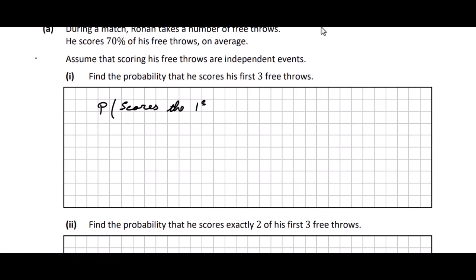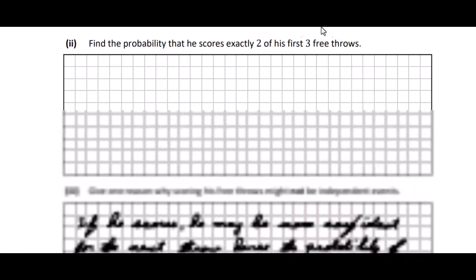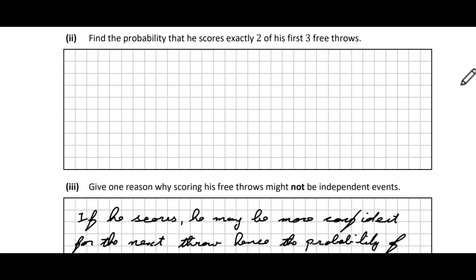Okay, so this is just the probability that he scores the first 3 throws. So the probability that he scores the first one is 0.7, 70%, and means you multiply. He scores the second one, and multiply, scores the third one. So it's just 0.7 cubed, which is 0.343.